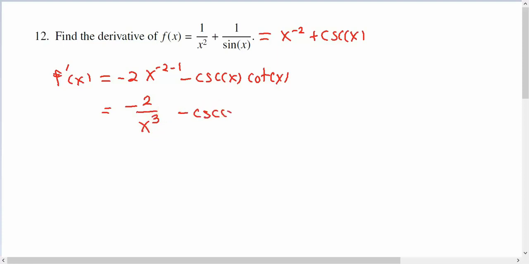So there's my derivative of that function. And there's really nothing else to do here. You could combine these fractions by multiplying this by x cubed over x cubed, but nothing's going to simplify any further on this particular one.